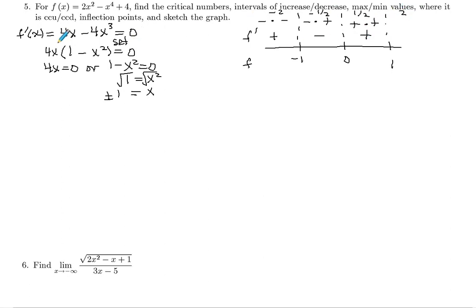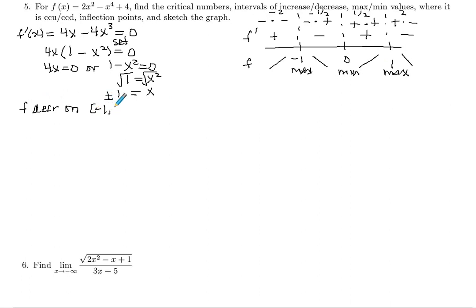Now plug a 2 in. 4 times 2 is 8. That's positive. And then 1 minus 4 squared, 1 minus 16, negative. Positive times negative, negative. So we are increasing, decreasing, increasing, decreasing. So we're going to have a max at negative 1, a min at 0, and then a max at 1. So let's list our intervals of increase, decrease. Okay, so f is decreasing on negative 1 to 0 and 1 to infinity.